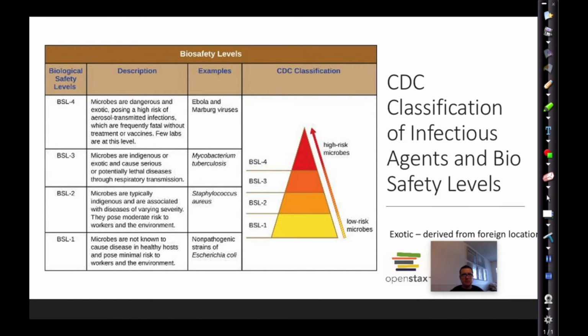Okay, so classification of infectious agents and biosafety levels. BSL-1 is the lowest in terms of danger to humans, minimal risk here. BSL-4 is the highest risk here. Thing to remember is that an exotic disease is a disease derived from a foreign location. Those are typically the most dangerous diseases for humans because we have not been exposed to them because they are from somewhere else. Therefore, we don't have immune protections against them like antibodies.